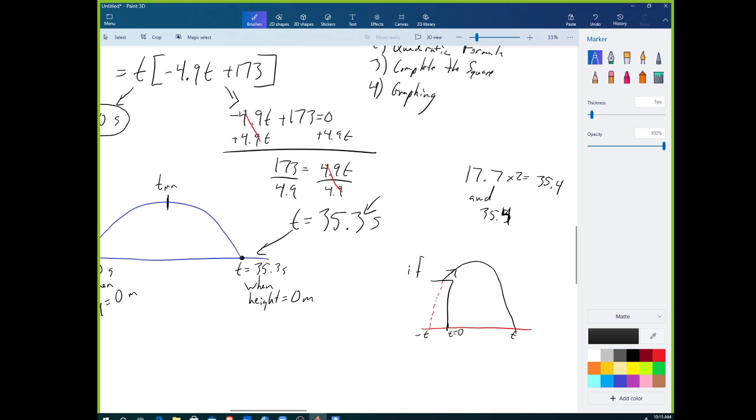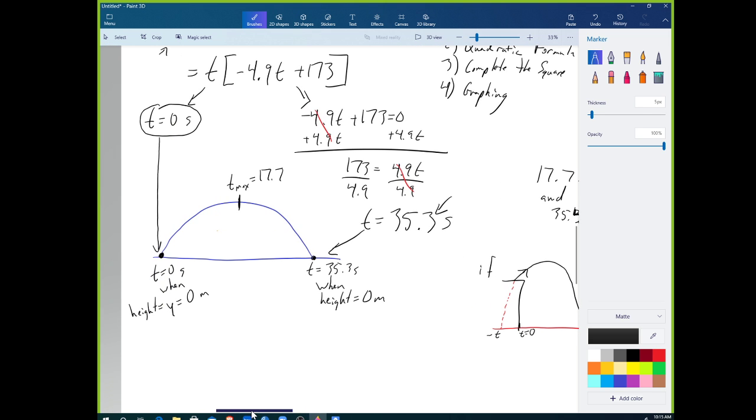But that time for the max point should be halfway between your 0 and your final height. So if you want to use that method, if I had given you another one where you have to find the maximum, you can just take whatever this time is, split it in 2, and you'll have that time. It's just another way to do the problem. You don't have to do it that way. I just want to give you multiple ways to solve the problem.